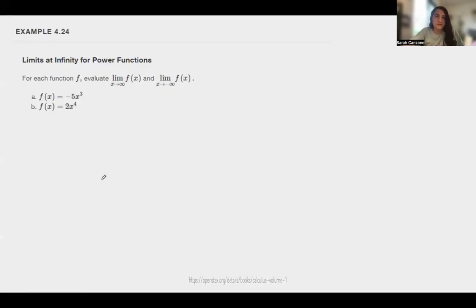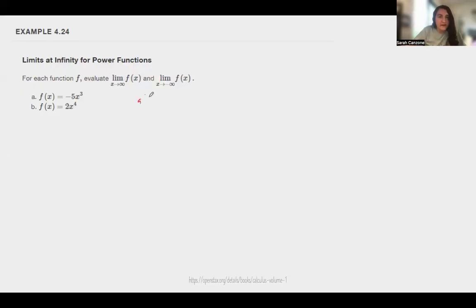So let's go ahead and just briefly evaluate the limits. You don't have to memorize anything in this case. It's actually as simple as plugging in infinity. I don't necessarily like saying that because you can't plug in infinity. You can only plug in numbers, but that's essentially the idea behind it.